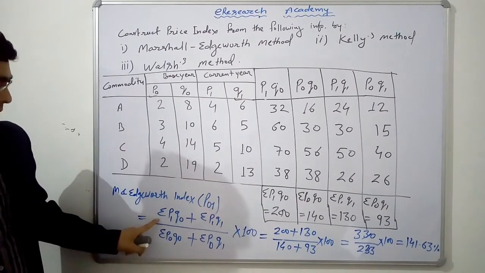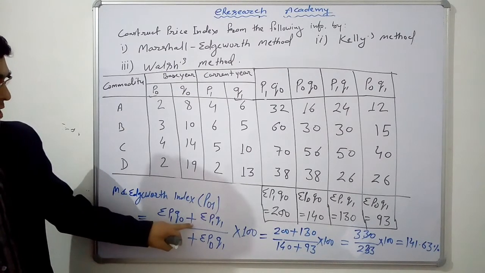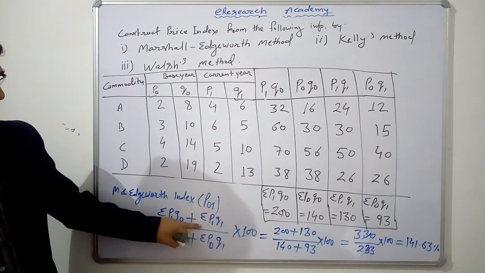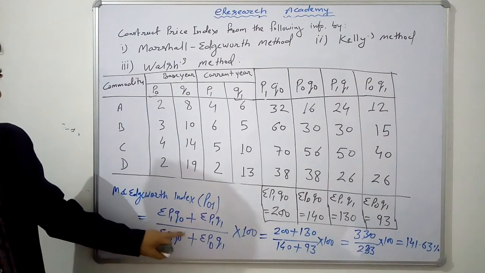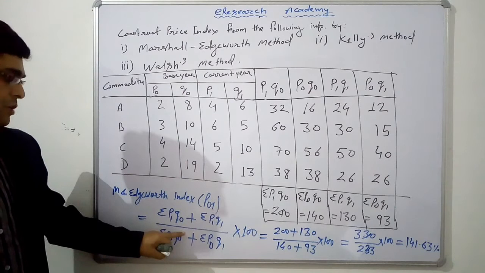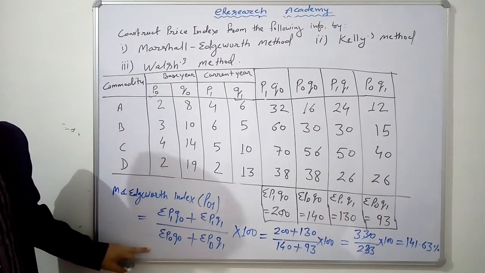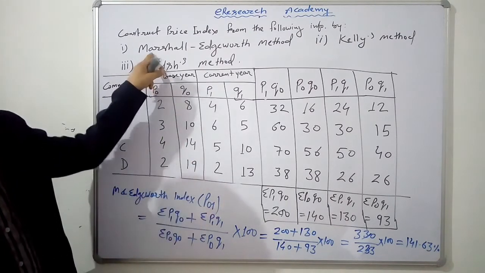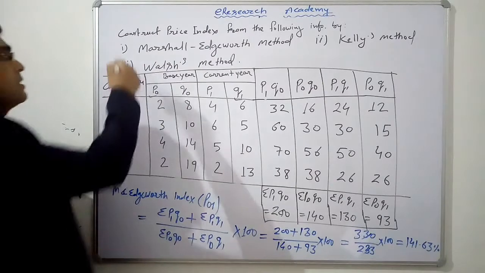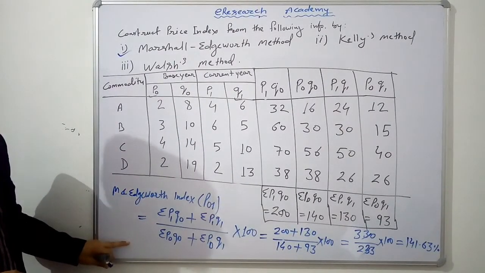So here in the formula, Marshall and Edgeworth add these sums, rather than multiplying and taking the square root of them as we were doing in Fisher's ideal formula. So this was the method and process of getting the price index by the Marshall and Edgeworth method. Please take a screenshot of this one.